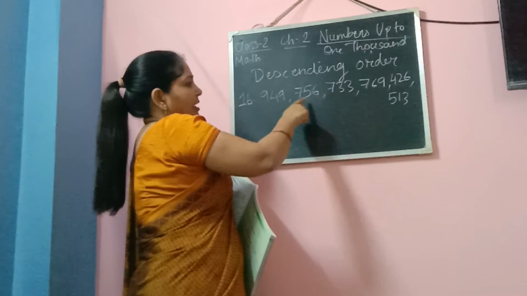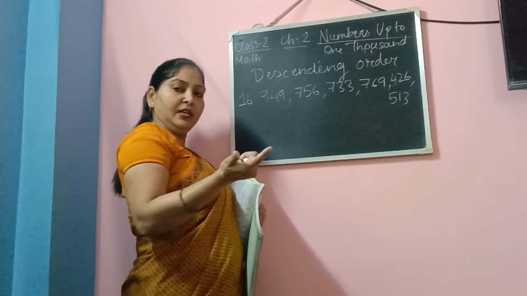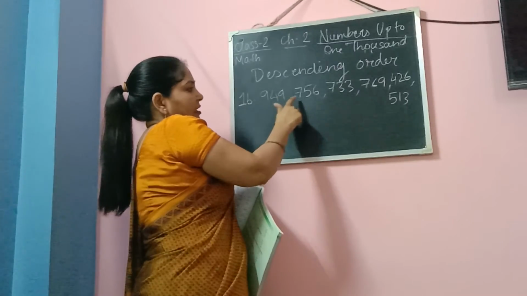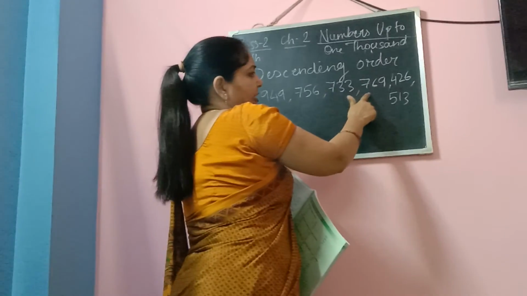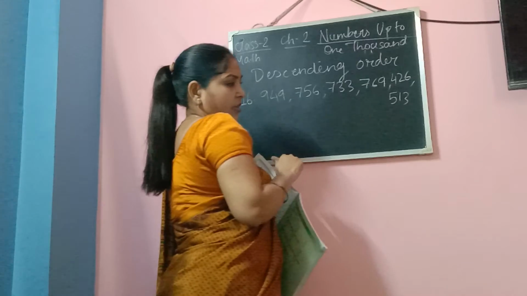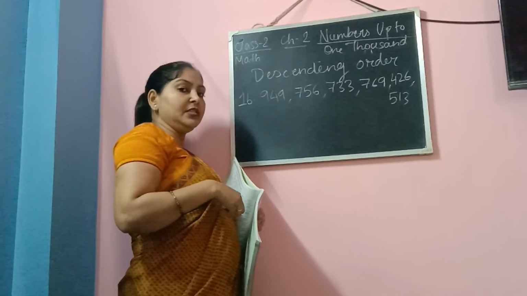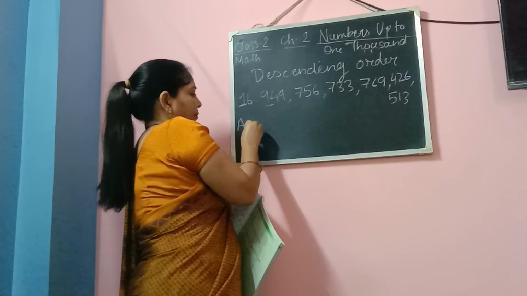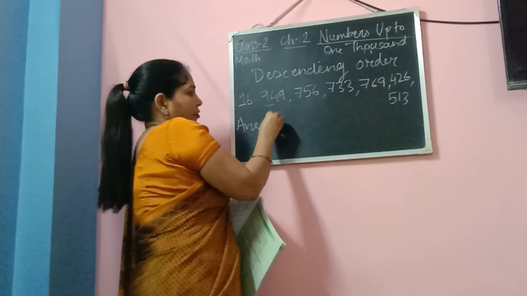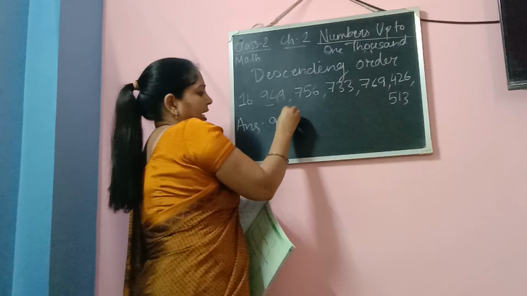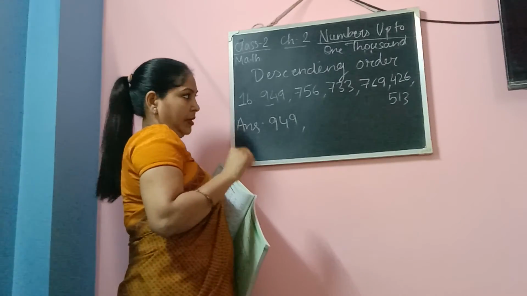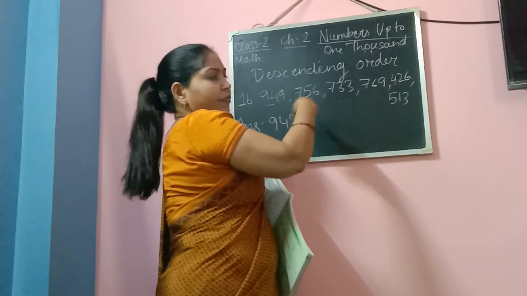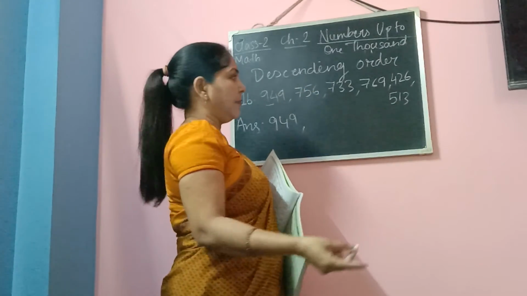All these numbers are having 3 digits. So we will compare the place value. Now here it is 9, 7, 7, 7, 4, 5. Out of all these numbers, which is the biggest number? 9 is obviously bigger. Greatest number. Okay, so we will write 949, the greatest number. After 9, we have to find out the next smaller number.